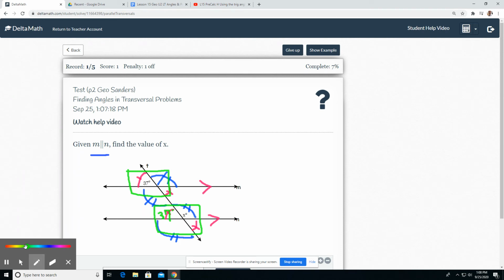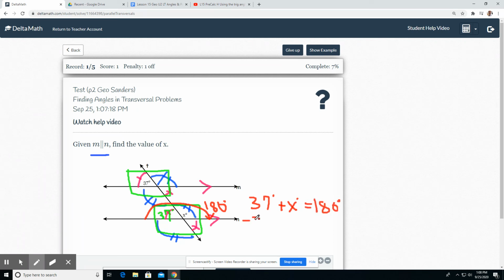And then we have what's called supplementary. 37 and X are on the same line. Things that are on the same line total 180 degrees. So that means 37 degrees plus X degrees is equal to 180 degrees. We just subtract 37, subtract 37, and X is equal to 143. Like I said, that's supplementary that I used to do that one.